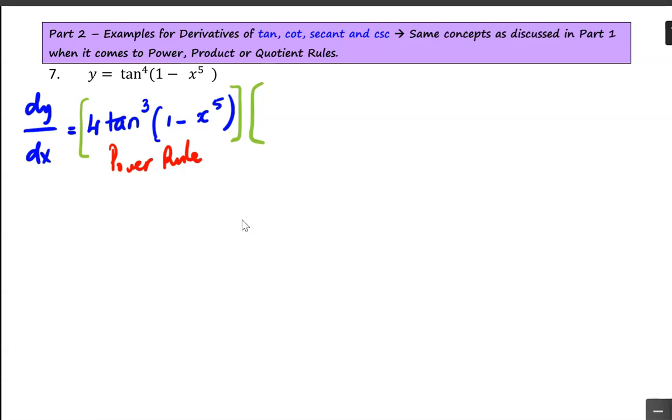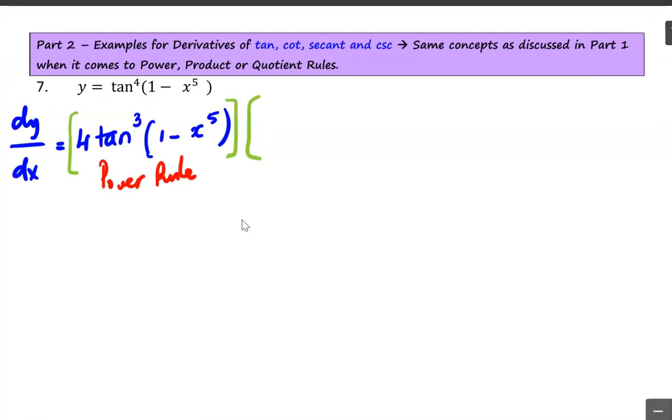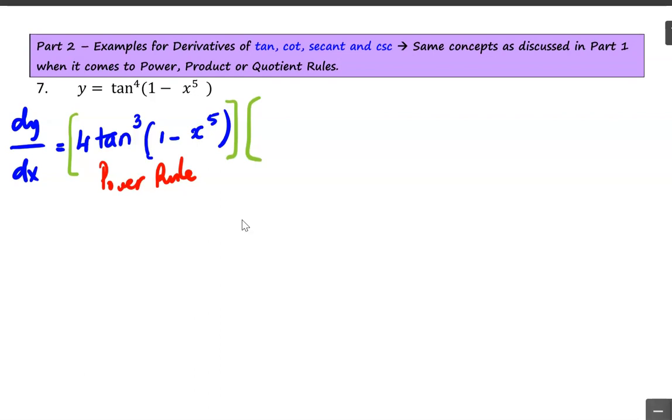So what I'm going to write below here for everyone to note is derivative of tangent. Let me zoom it back. So derivative of tangent, then it will become secant square. So there's 3 steps in this case.